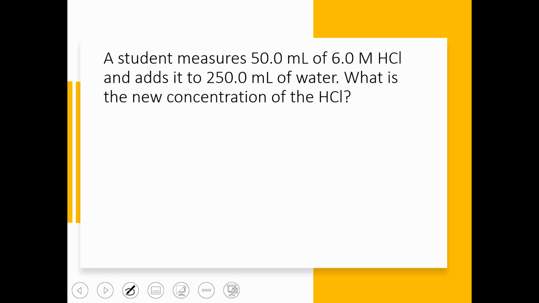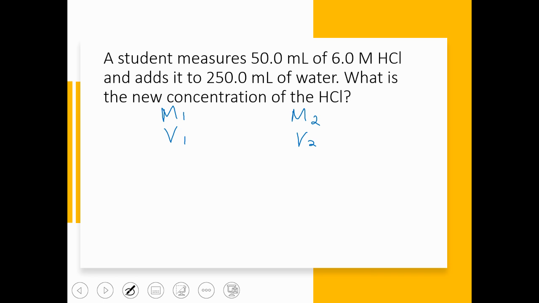For example, here, and this is definitely something that I do, and then I have my interns do: measure 50 milliliters of 6 molar hydrochloric acid and add the acid, remember the safety, add the acid to the water. They add it to 250 milliliters of water. What's the new concentration? With these, I usually suggest figuring out what we know, because the order that things are mentioned in the problem is not always the first ones and then the second ones. I think in this one it is.